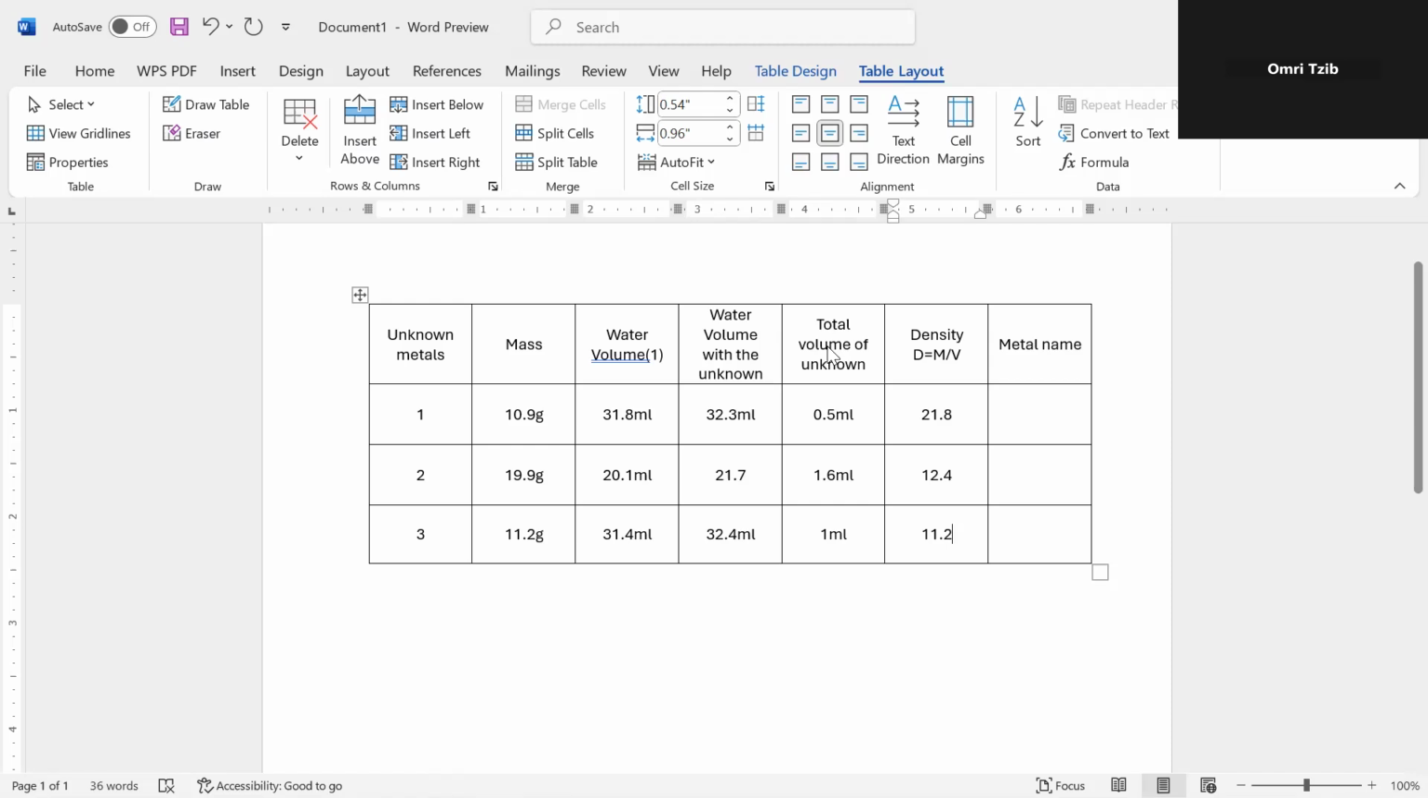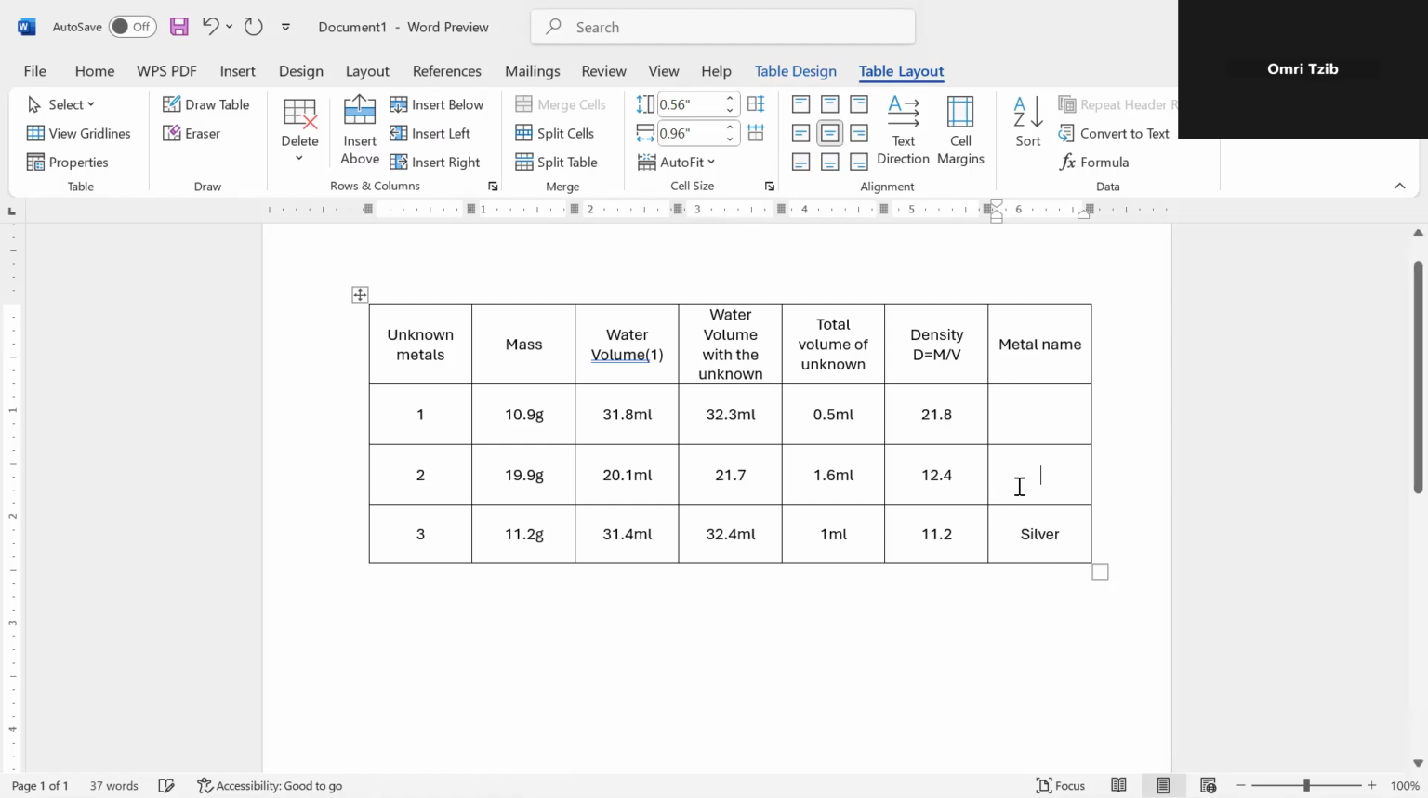And now we just compare our densities with our problem, and this would tell us which metal is which. So now we compare our density with our given density in the initial problem. The first was silver, which had 10.5, and we see here the density of the third metal is 11.2. So this would be silver.